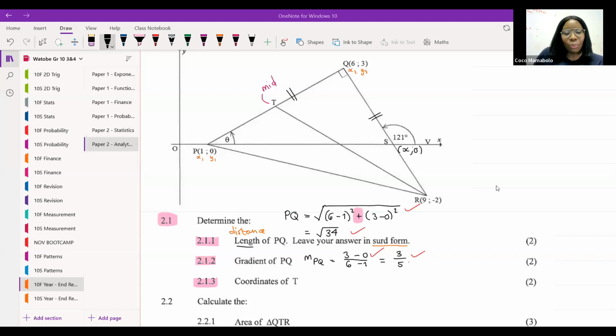All right, now we want the coordinates of T. But remember, there's no need to convert. The fraction is your most accurate answer. So don't make it 0.6, it's not necessary. Leave it as 3/5. Fractions are always the most accurate. Now we know that the coordinates of T are the what?